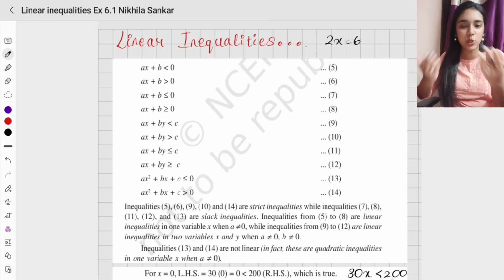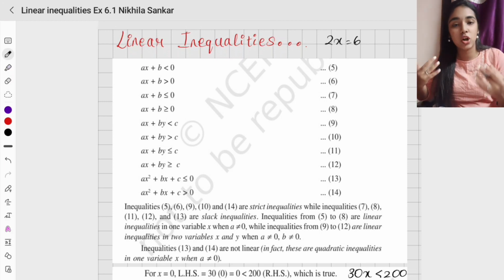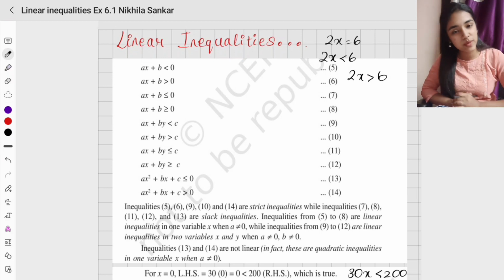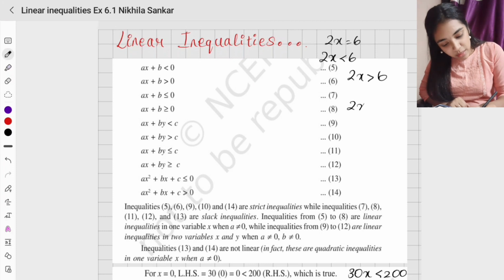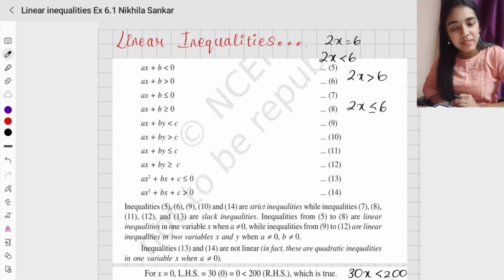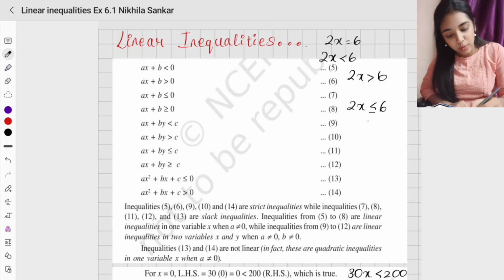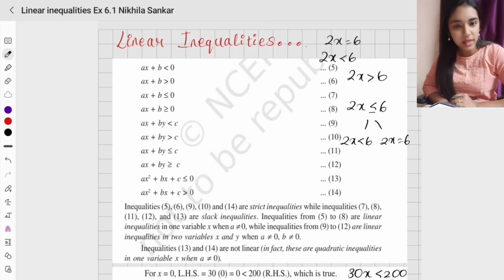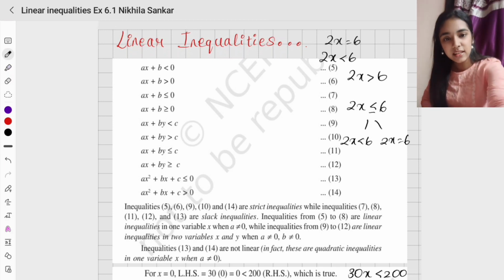Both sides are equal, that is the equality. If they are not equal, but there is some relation between the two. So, what is the relation? When we have 2x is less than 6 or 2x is greater than 6, we say that there is inequality. Okay, so there is inequality. In cases like 2x less than or equal to 6, we have both equality and inequality. So if we split this into two, we'll have 2x less than 6 and 2x equal to 6. These are the two different equations that we have. Correct? So this is linear inequalities.